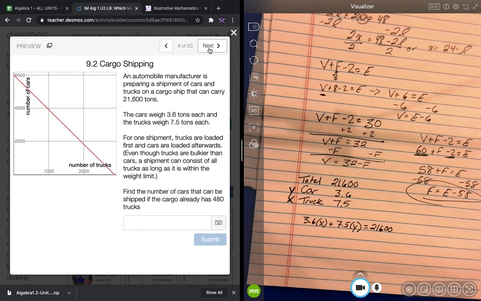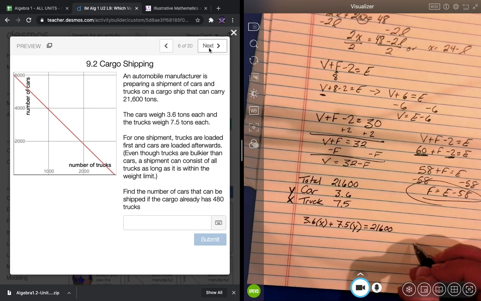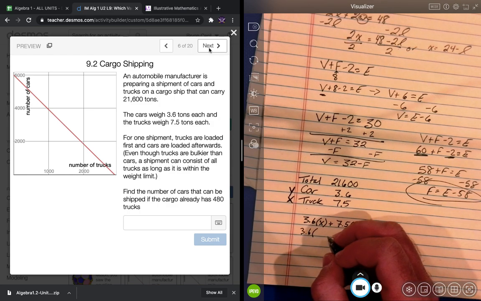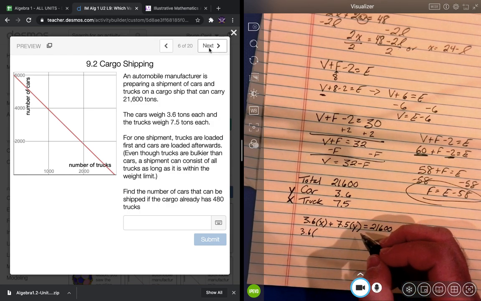So now, guys, we're going to use that same equation, okay? Even though the trucks are bulkier than cars, a shipment must consist of all trucks as long as it's within the weight limit. Find the number of cars that can be shipped if the cargo already has 480 trucks. So guys, this is the equation that we use. So now it's saying, how many cars could I have if I already know I have 480 trucks? So I'm going to write here, the number of cars is unknown.